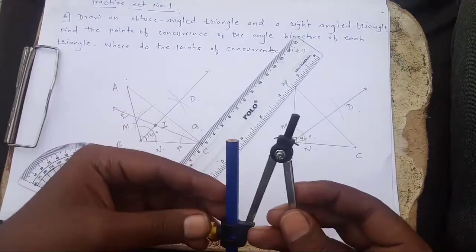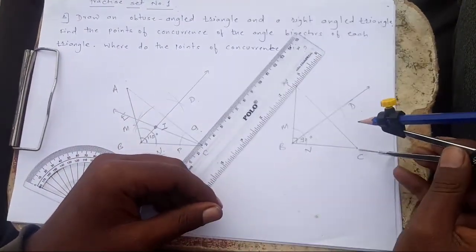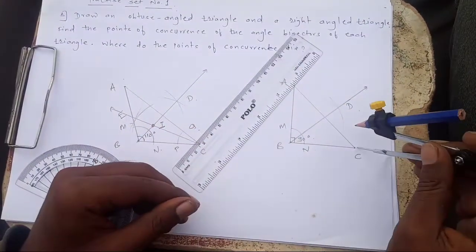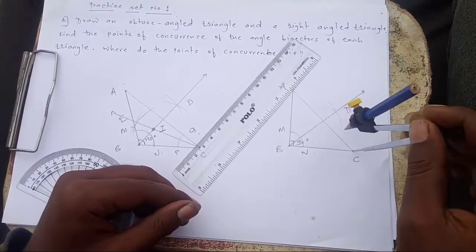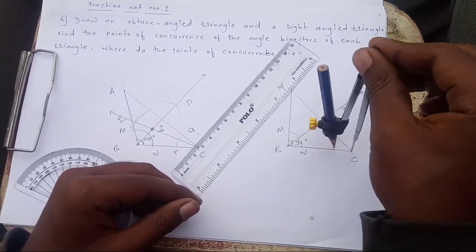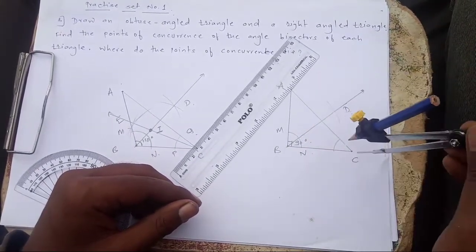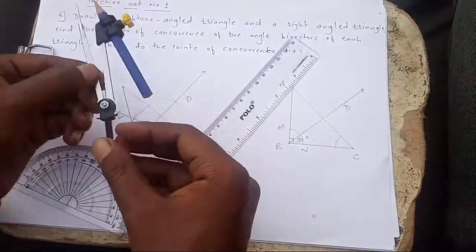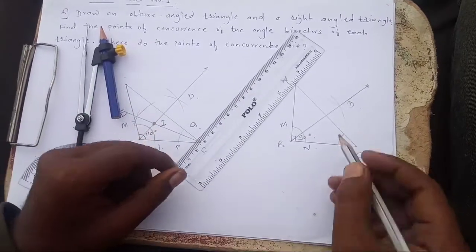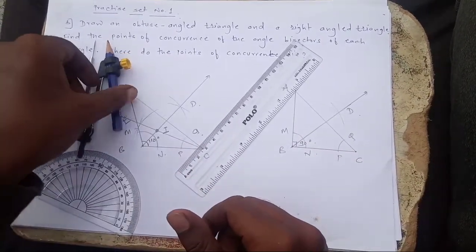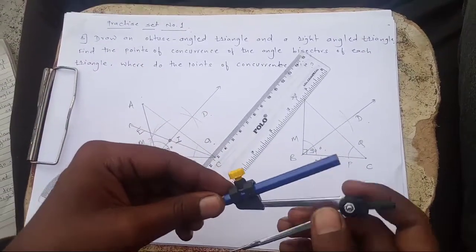Now next, we are going to bisect angle C. Take some distance in compass. Keep C as a center. Draw a radius. Name it as PQ. Now increase a distance in compass.